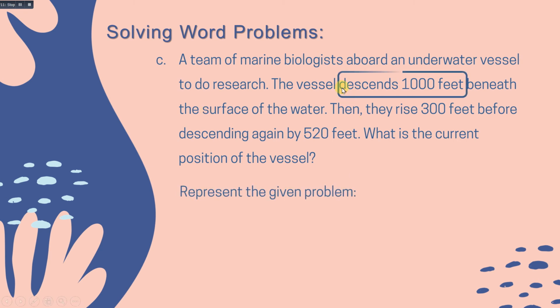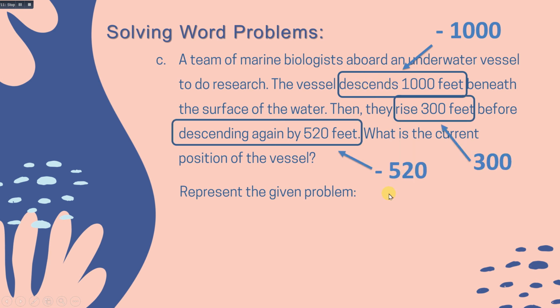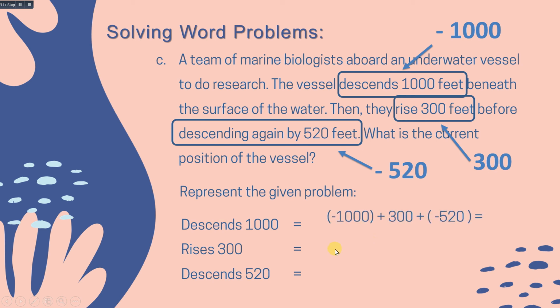This explains that the surface of the water is on a number line. The surface of the water, or the sea level, would act as a 0, and below the water level is the negative, and above sea level will act as a positive. So to represent the problem, we have descend that will be negative 1,000, 300 for it rises, and negative 520 for descent.